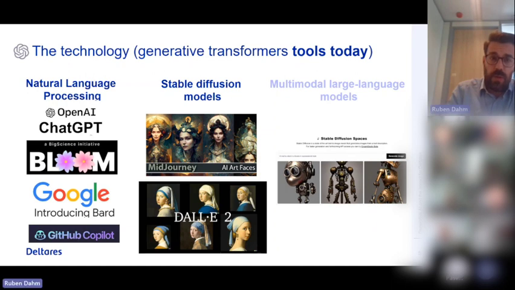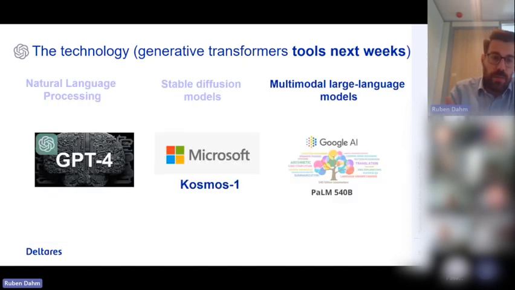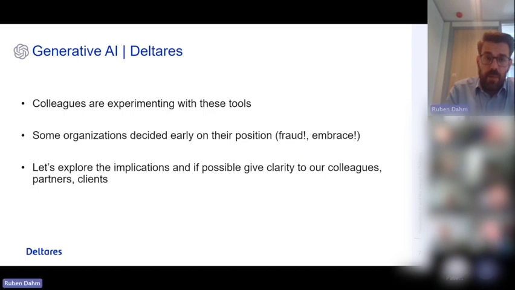But those were a single model, to put it like that, large language models. And now with ChatGPT 4, but also with the efforts of Microsoft and Google, we are moving towards the multimodal, where you have images, text, sound probably also as well. So we noticed that colleagues were already experimenting with these tools.